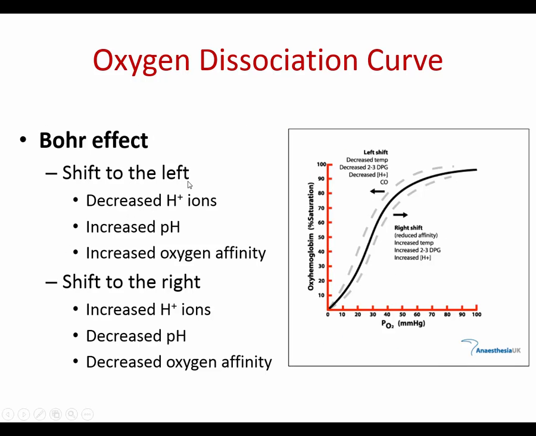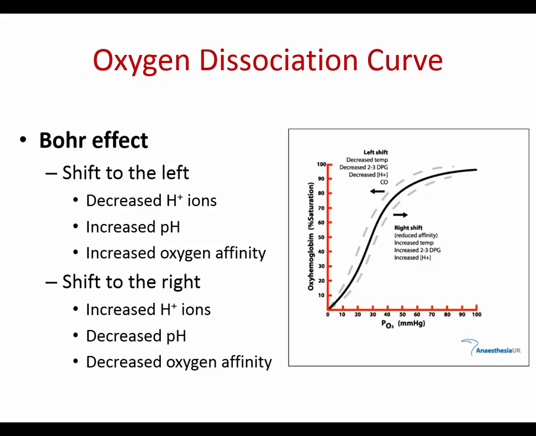Bohr effect refers to the influence of H plus, hydrogen ion, on this graph. H plus increases, move the graph toward right. H plus decrease is going to move the graph toward left. So be aware of it.